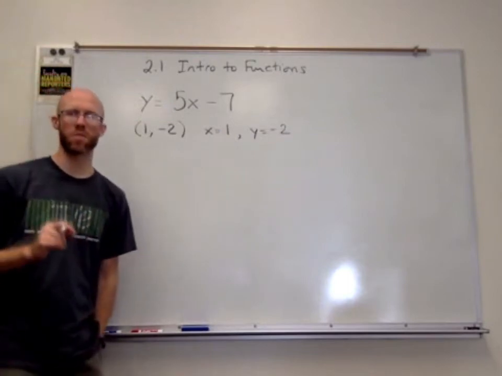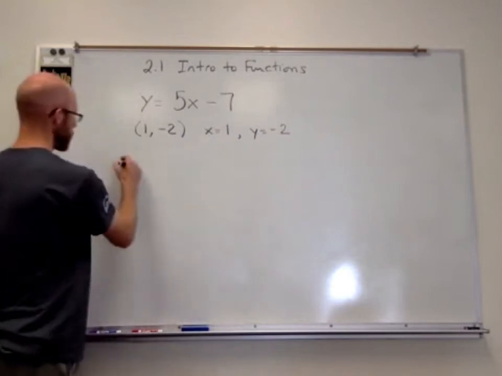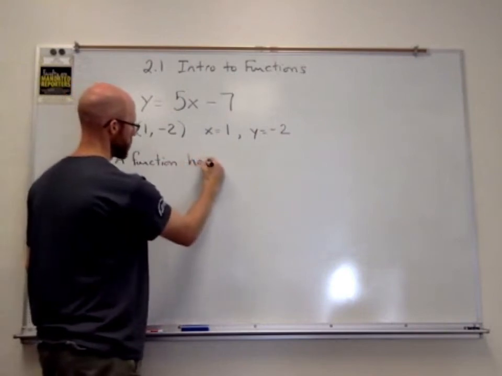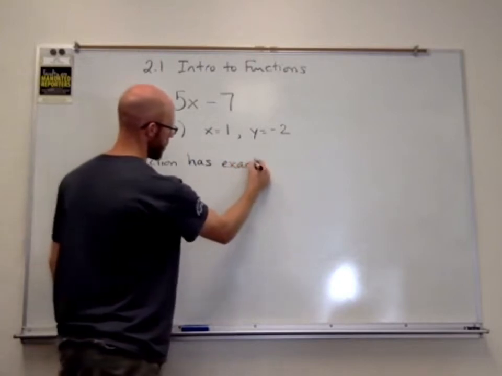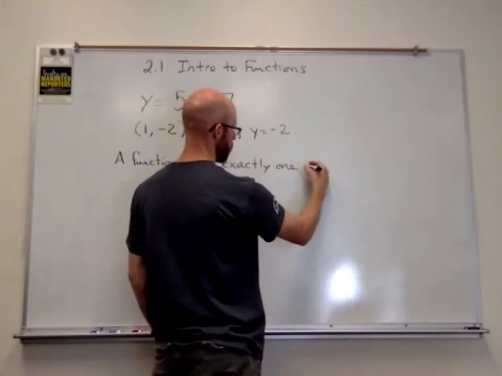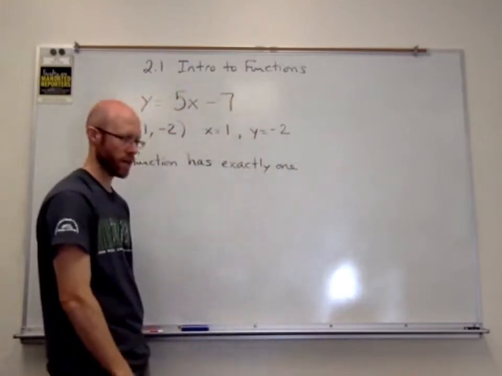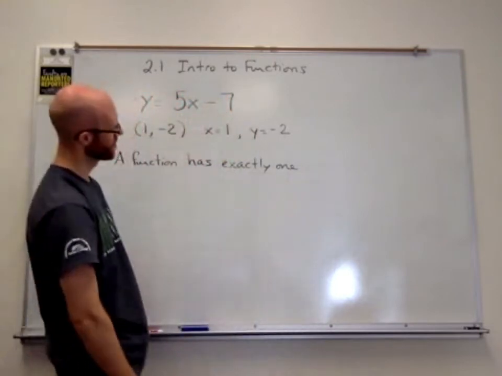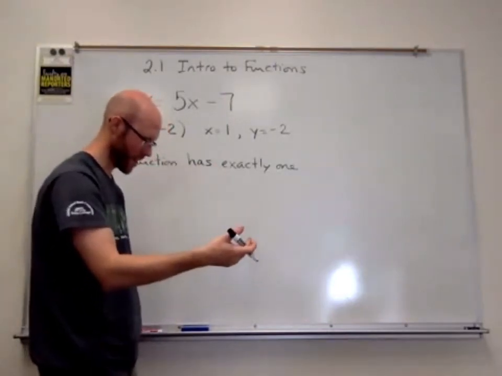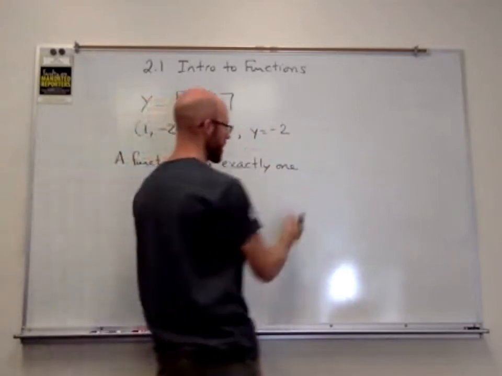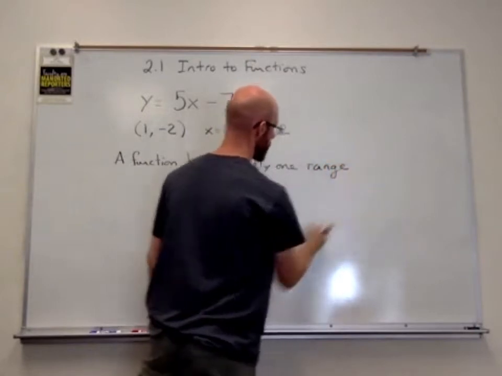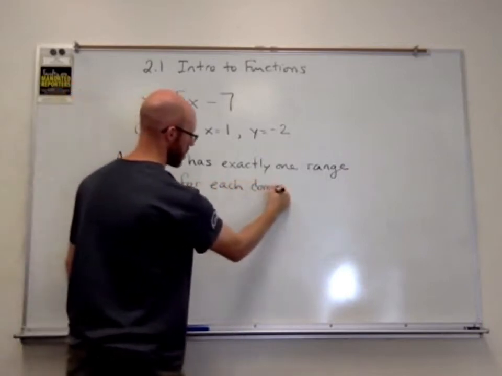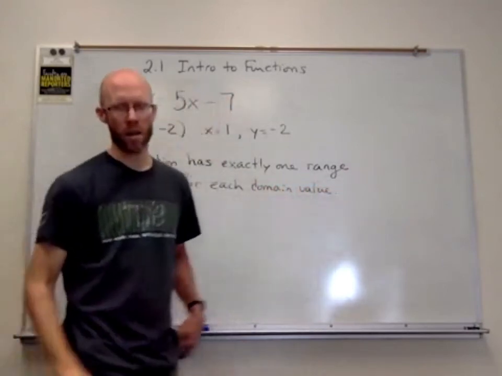Now, a function is a very special type of relation. I didn't define function yet, so I got to do that. So a function has exactly one range value for each domain value. It has exactly one range value for each domain value. So it's a special type of relation.